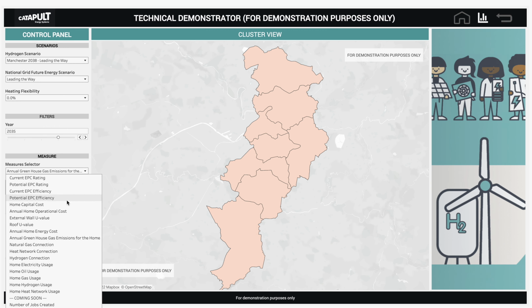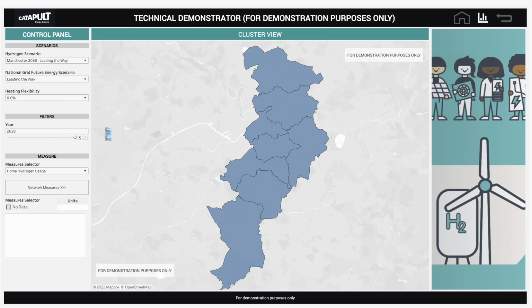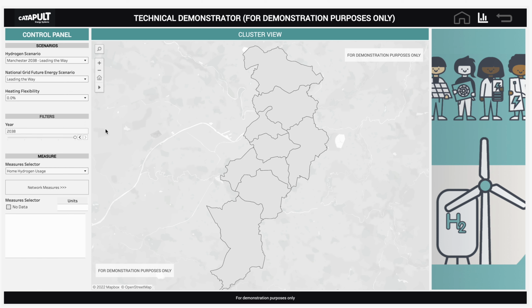Now let's have a look at hydrogen usage. So we've got all different energy sources here. We've got electricity, oil, gas, hydrogen, heat network. I'll just show you a couple. So we'll start with hydrogen. And with leading the way, there's very little change throughout the entire period, 2021 through to 2038, because hydrogen isn't really part of the leading the way policy.